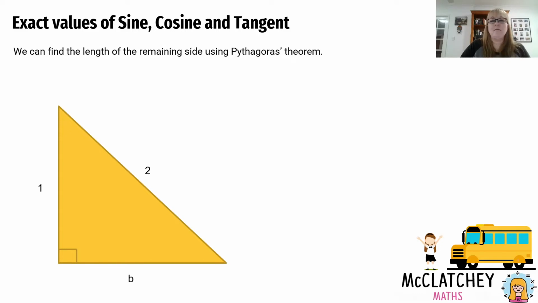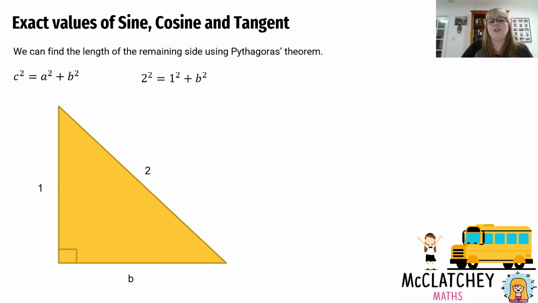Basically, if you're in an exam and you can't remember the exact values, this is a way that you can pull it together. Just remember hypotenuse 2, and then one of the sides is a 1. Okay, so that's side B. We don't know its length. We're going to use Pythagoras' theorem pretty quickly now to work out the value of B.